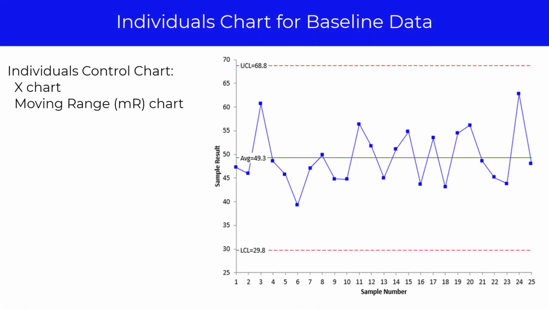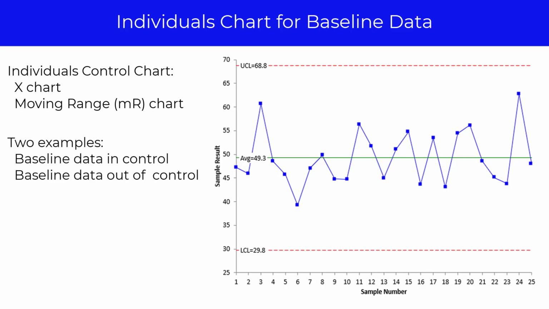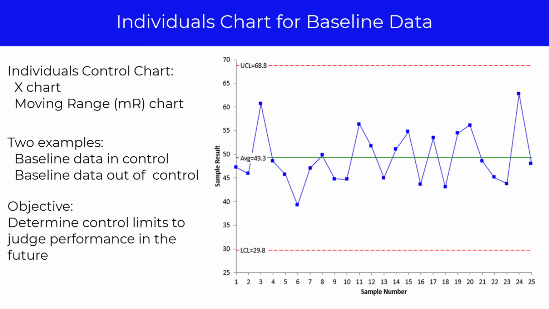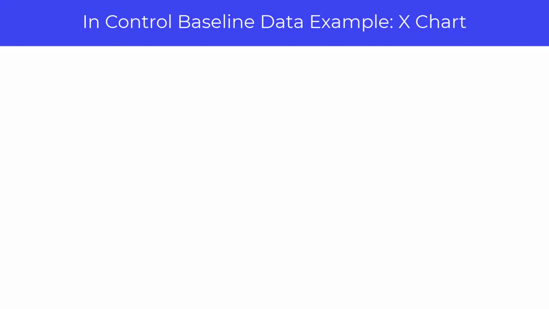So let's take a look at baseline data. We're going to use the individuals chart for this. It's 2 charts, the X chart and the moving range chart. We're going to do one that's in control, and we're going to do one that's out of control. And our objective here is to determine the control limits to judge performance in the future against.